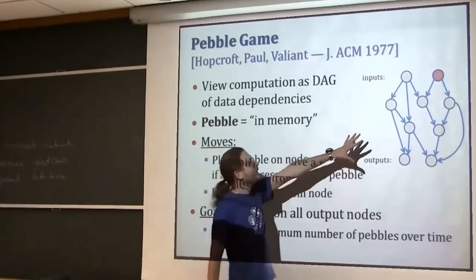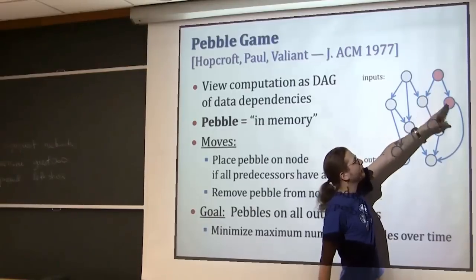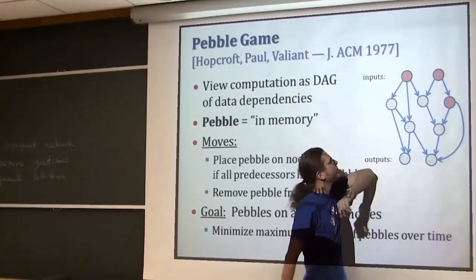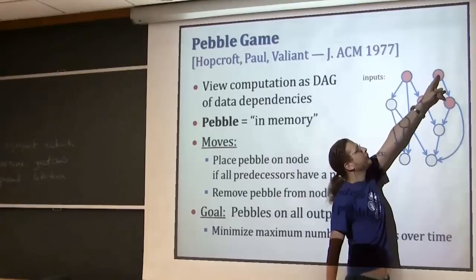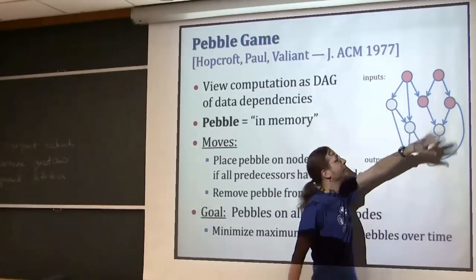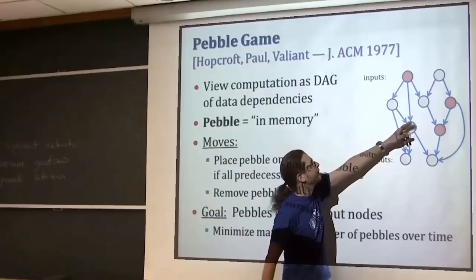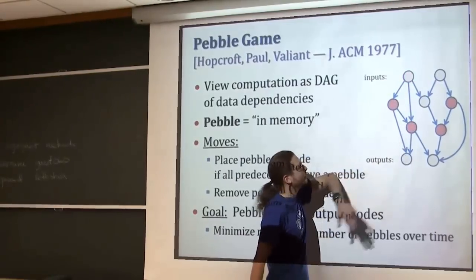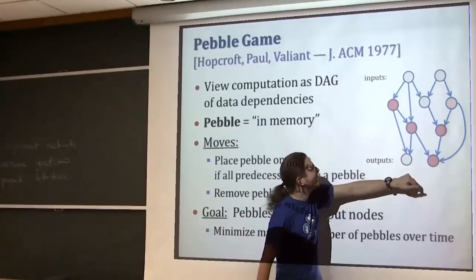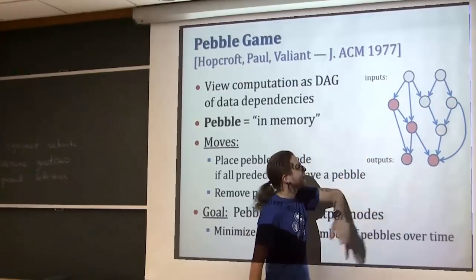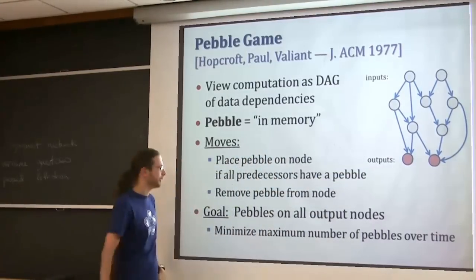So you add a pebble. Let's say now we can add this pebble because its predecessor has a pebble on it. We can add this pebble over here, add this pebble here. Now we don't need this information anymore because we've computed all the things out of it, so we could choose to remove that pebble. And now we can add this one, remove that one, add this one. You can check that I got all these right. Add this one, remove that one, remove, add, remove, remove. In the end, we want pebbles on the outputs. We start with pebbles on the inputs.